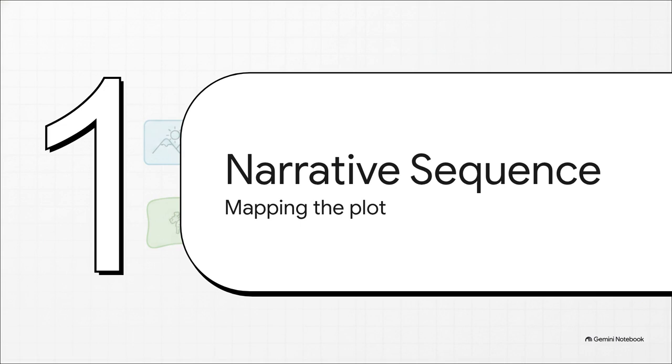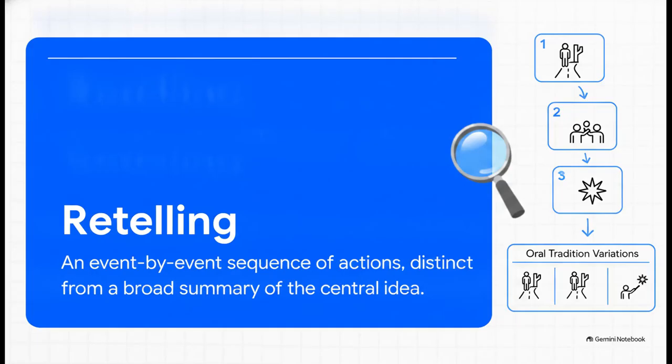Moving right along to Section 2, Mapping the Narrative Sequence. Building on that foundation, let's figure out how we actually structure the plots of these super dynamic stories. If we really want to understand how a story is built, we have to move past just giving a basic summary. A summary just gives you the broad 30,000-foot view of the central idea. But to truly analyze the structure, you need to do a strict, event-by-event retelling. That means tracking the exact plot points in order so you can see precisely how the narrative sequence unfolds and how characters respond to specific challenges as they pop up.